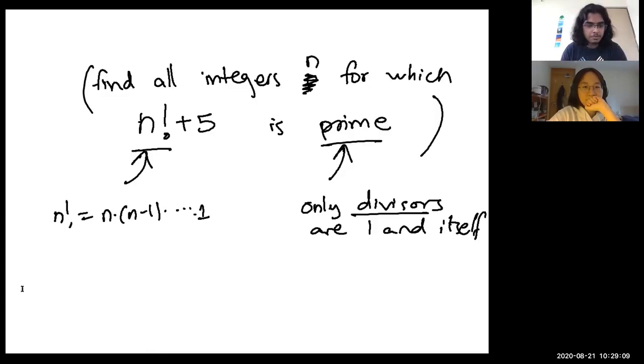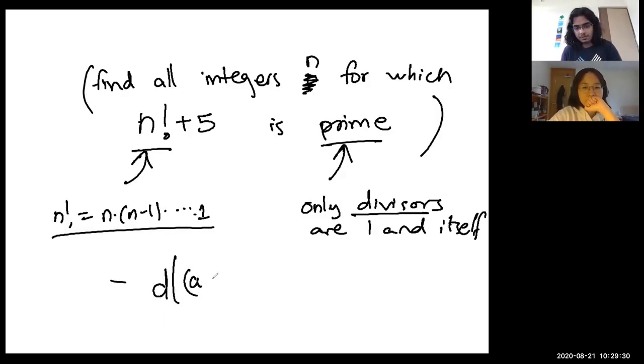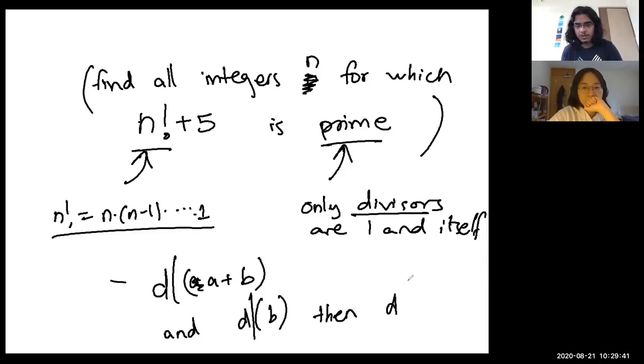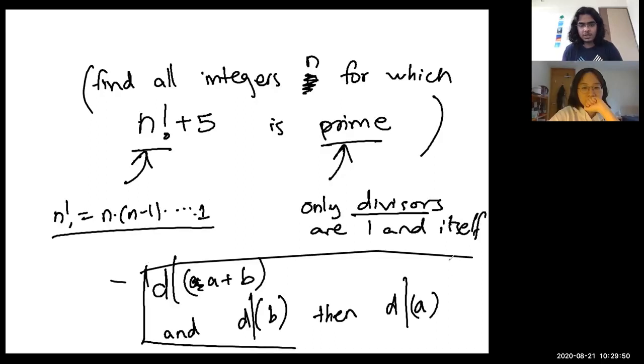Right. Does anyone want to type any observations in the chat? If not, I'll just give a hint. It's to do with the definition of a factorial and how divisors interact with sums of numbers. So there's this nice lemma which says, if d divides the sum of 2 numbers, and if d divides one of the numbers, then d divides the other number as well. So this is an important fact that will help you solve the question.